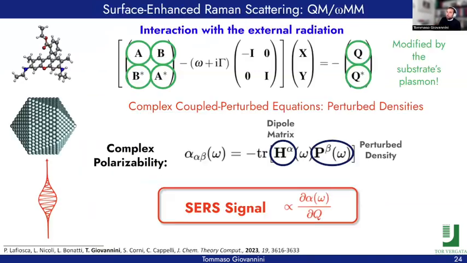Okay, by using these models, then you can couple with a molecule. And basically what you need to do is modify again the response equation of the molecule by including the effect of the plasmon, in this case by modifying the Casida equations, in the form of complex coupled perturbed equations, in order to obtain the perturbed density, and then finally, for instance, a Raman signal as a differentiation of the polarizability with respect to the normal mode.